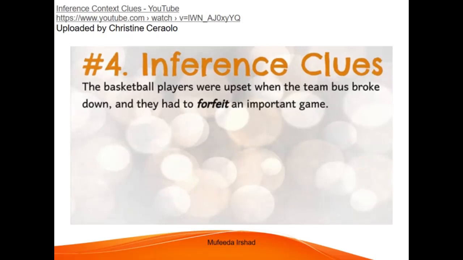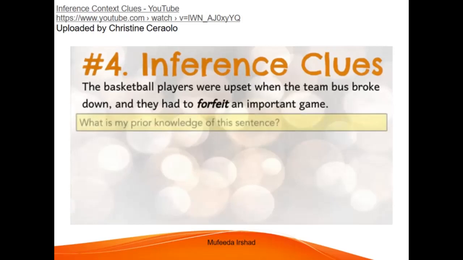Number 4, the basketball players were upset when the team bus broke down and they had to forfeit an important game. I need to start by activating my prior knowledge. So what do I already know about in this sentence? Well, I know that no one likes to lose.